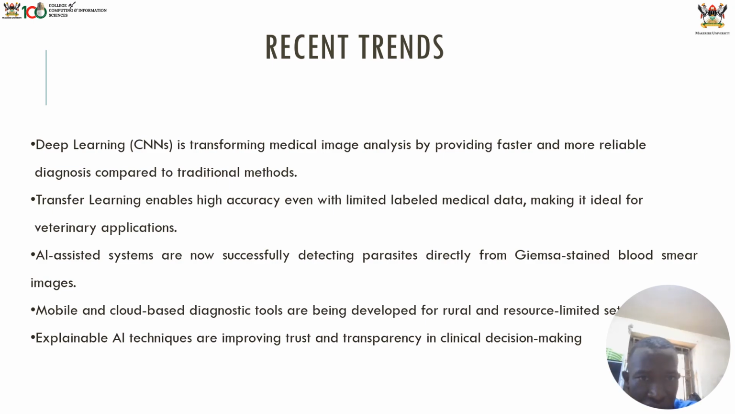This technique allows models that are previously trained on large datasets to be adapted to medical imaging tasks with relatively small amounts of labeled data. This is especially useful in veterinary and medical applications where collecting and labeling large datasets can be difficult and expensive. So we have AI-assisted systems that are now able to detect parasites directly from Giemsa blood images with promising accuracy, and the system helps to reduce human error, improve diagnostic speed, and support healthcare professionals in making more informed decisions.